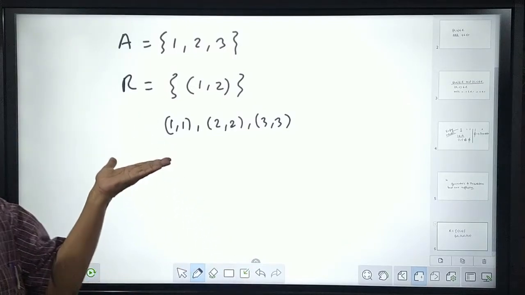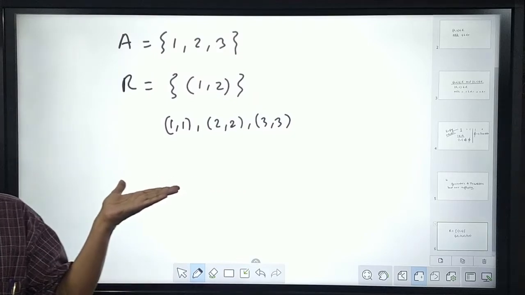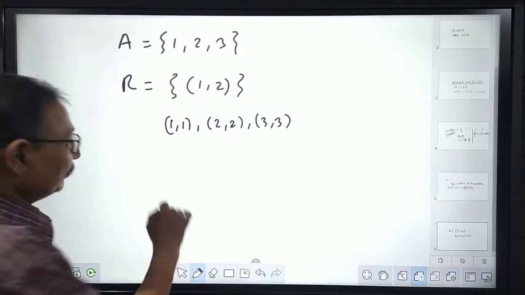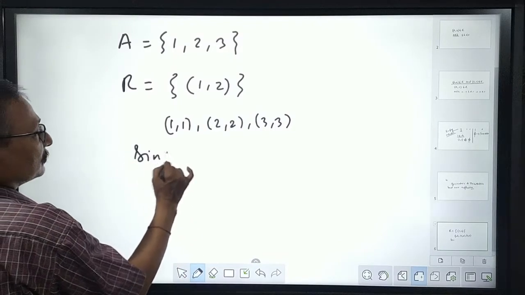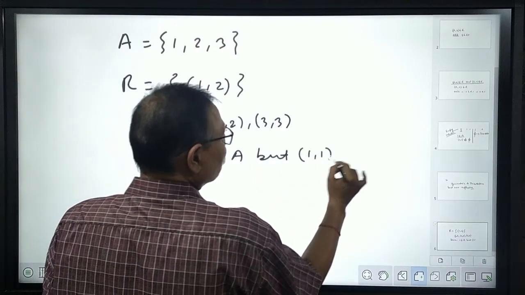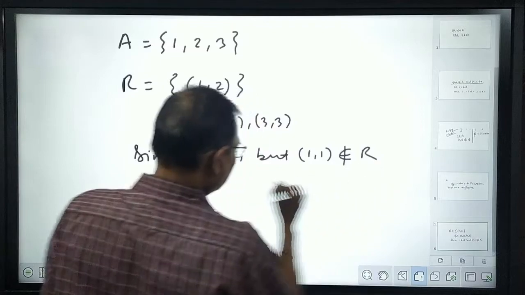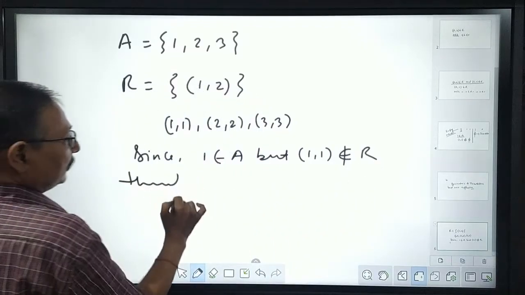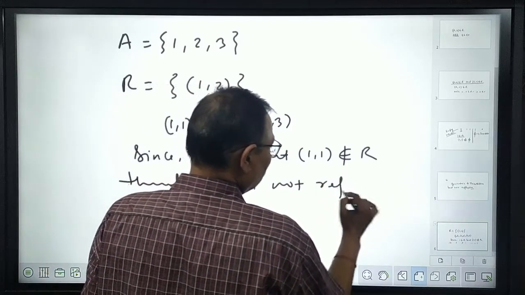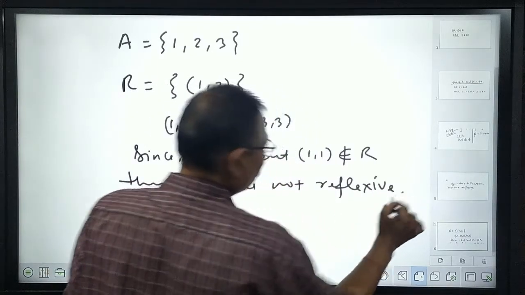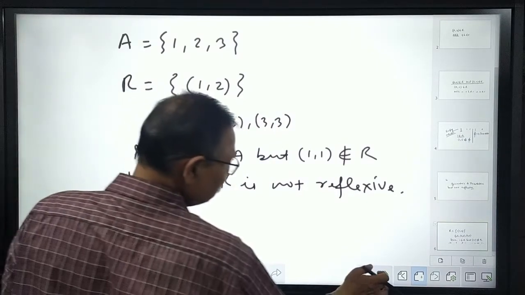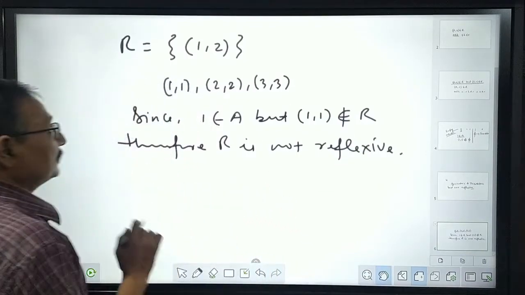But we are clearly seeing that 1 comma 1, 2 comma 2, 3 comma 3, none of them are inside this one. So we will conclude that since 1 belongs to A, but 1 comma 1 does not belong to R, therefore, R is not reflexive. Okay, not reflexive.